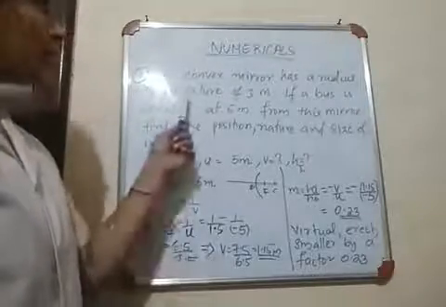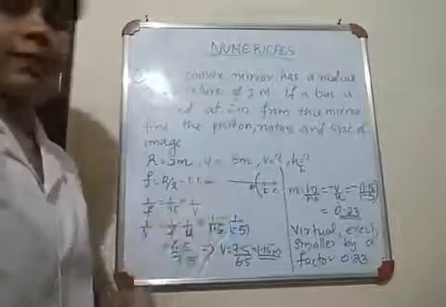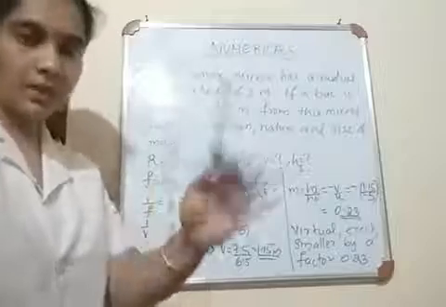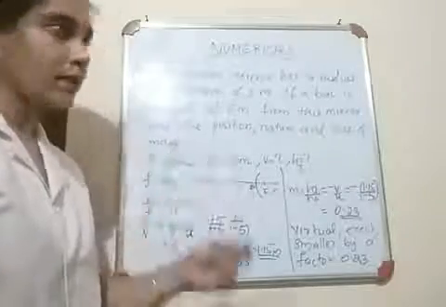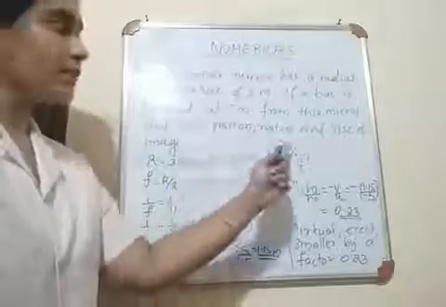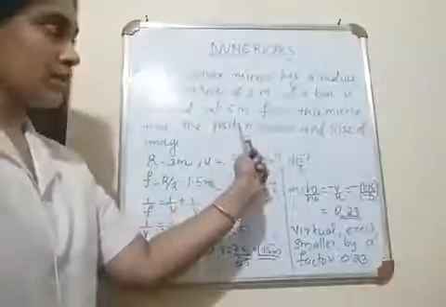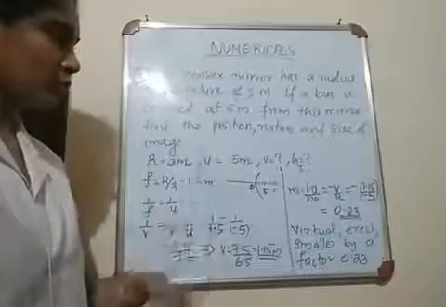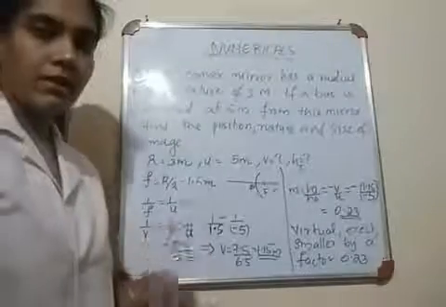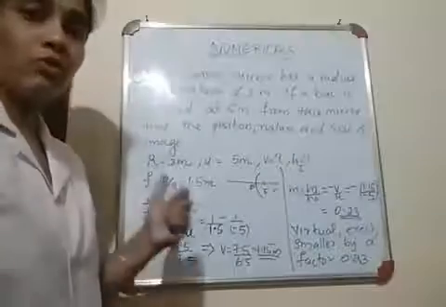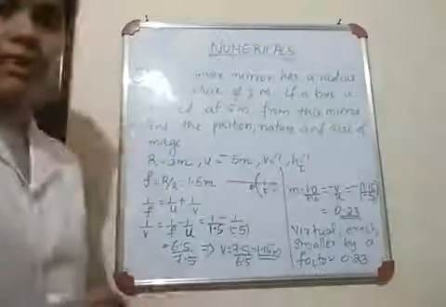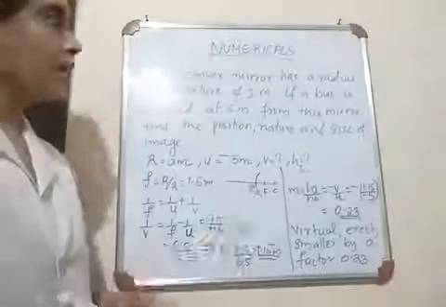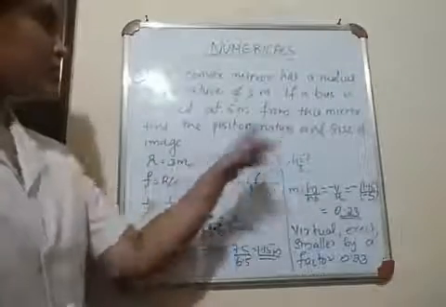That is the challenge. If a bus is located at 5 meter, the bus is our object, and we are getting the image of this bus in our convex mirror. So the bus is located at 5 meter from the mirror. So 5 meter is the distance between the object and the mirror. So that is u. And again, I have told you there is a trick. In all the problems, you must take u as negative, because u will always be placed to the left of the mirror. Then, find the position, nature and size of the image.